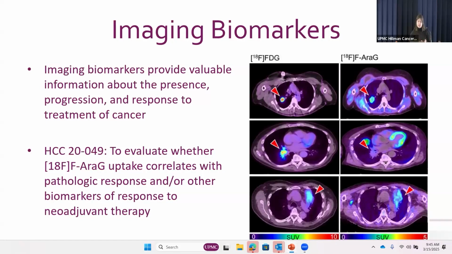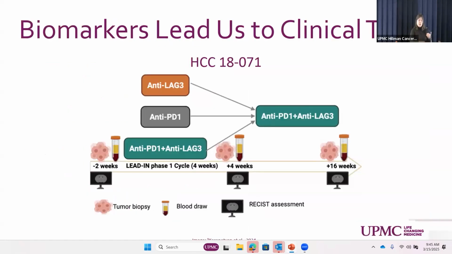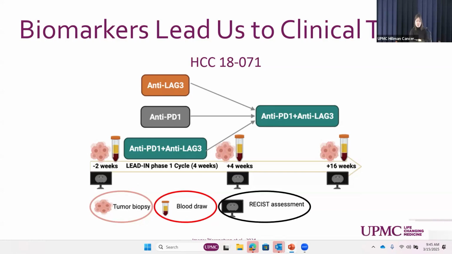So again, trying to pull this all together, these biomarkers lead us to these clinical trials. So this is a SNP from Dr. Kirkwood's 18071 trial where you're looking at tumor biopsies, these blood draws, and then RECIST, which is not a biomarker in this instance, but a way to look at the disease to get that overall picture of what's happening with these patients and how we're going from looking at the science to a treatment with our patients.